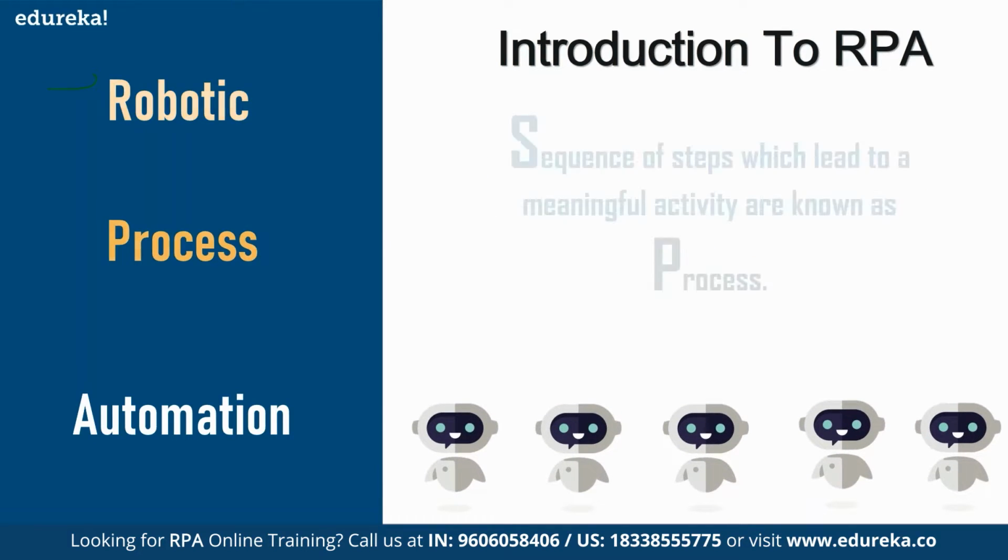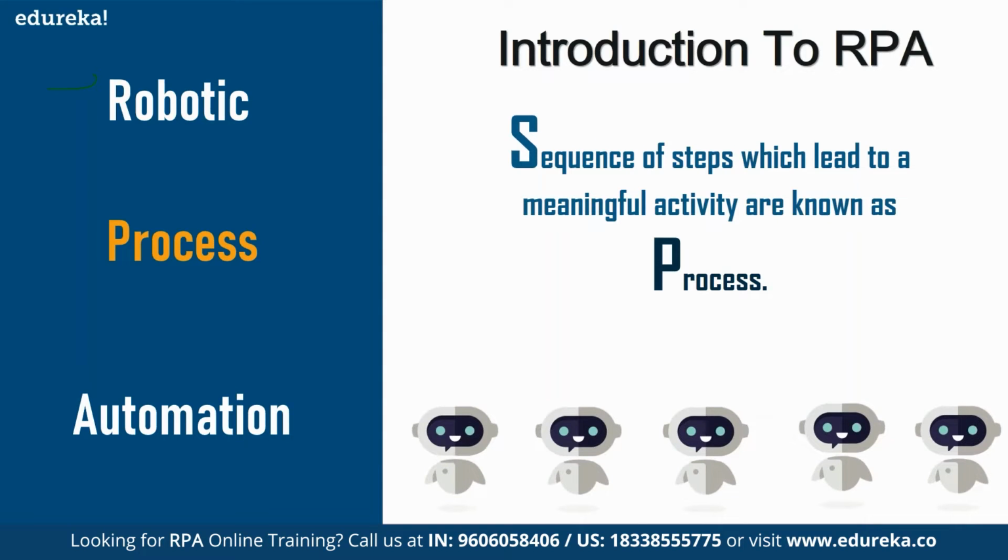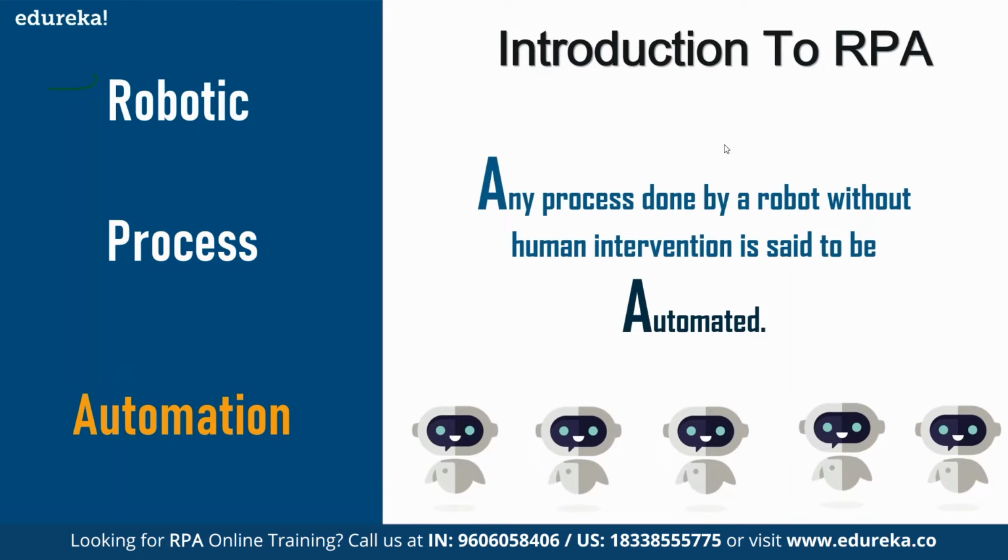Then what is a process? A process in very layman terms, or very simple terms, is the sequence of steps that we do which leads to a meaningful activity. For an example, making a tea or a coffee. In layman terms, making a tea or coffee will have a series of steps that we have to perform to get some meaningful product at the end. So that is what the process is.